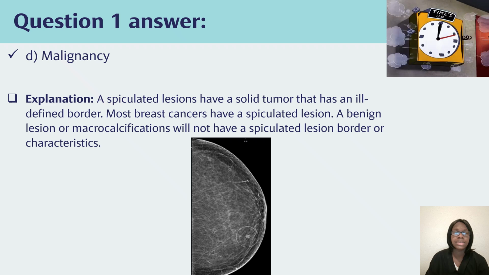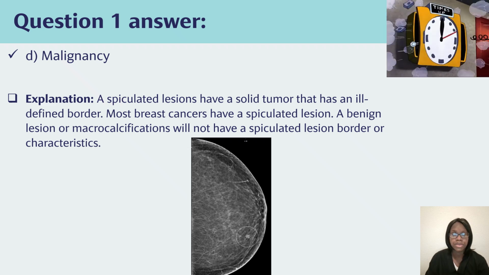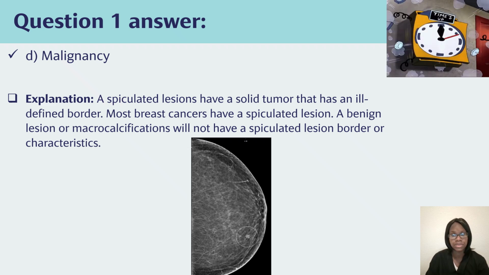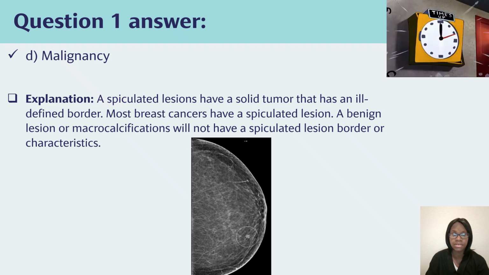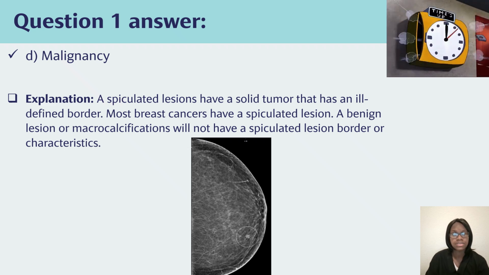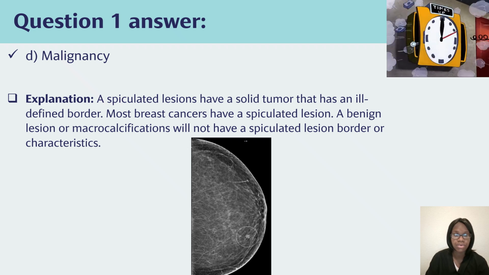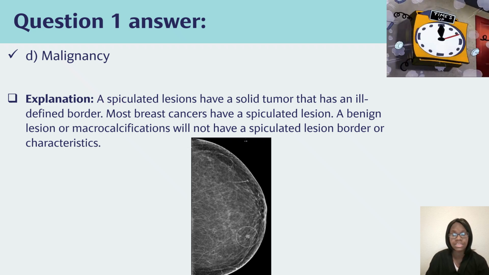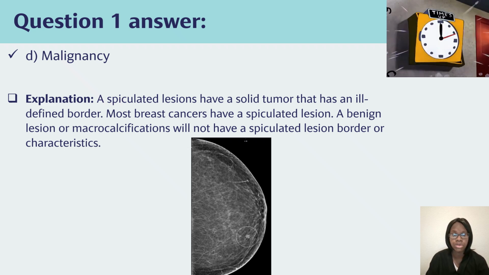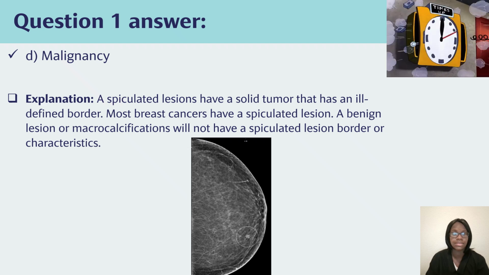Okay, the correct answer is malignancy. A spiculated lesion is a solid tumor that has an ill-defined border. Most breast cancers have a spiculated lesion. A benign lesion or macrocalcifications would not have a spiculated lesion border or characteristics. And if I'm going too fast, you can always rewind the video or pause it.